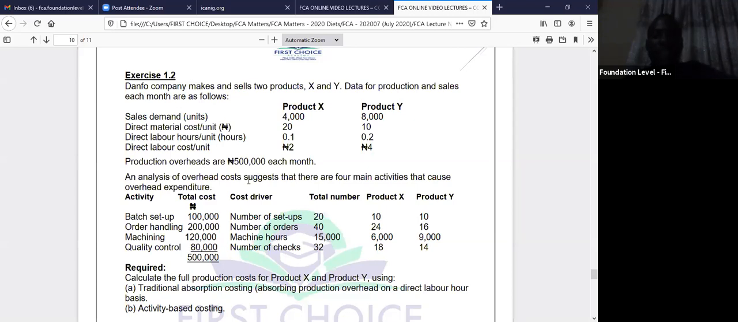Analysis of the overhead cost: this 500 is the total given to us. Look at how it is being analyzed. There's what they call batch setup, order handling, machining, and quality control. And you see the cost drivers; these are the things that drive the cost. That's fine. Now you are required to calculate full production costs for product X and Y. When we say full production cost, it means calculate both the direct costs and the indirect costs. Add them together to get your full production cost.